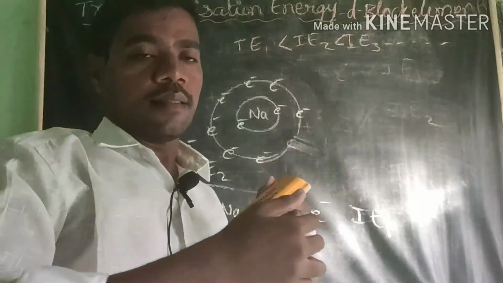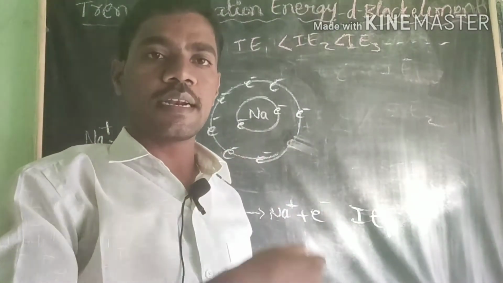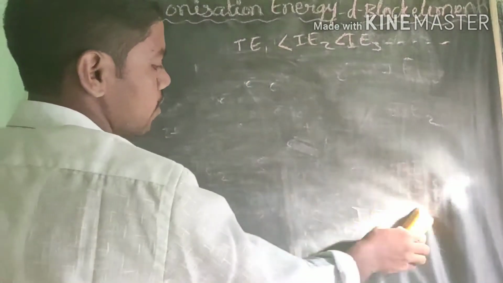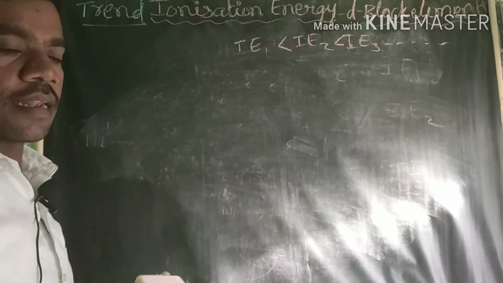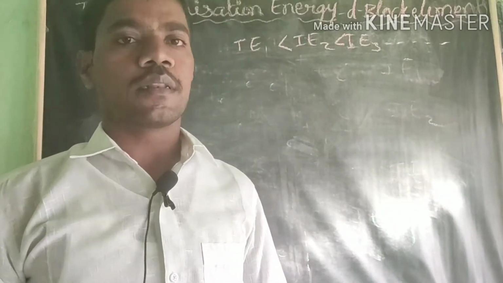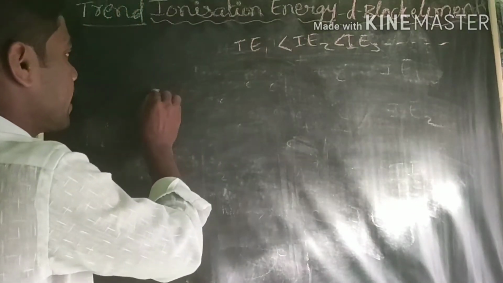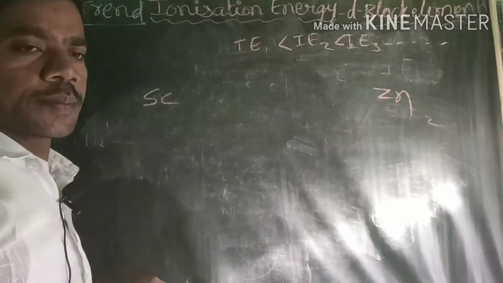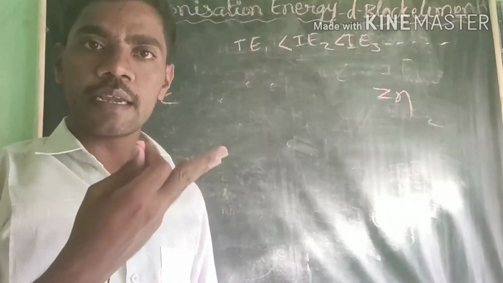Therefore, the first ionization energy is less than the second, and it increases like this: first, second, third ionization energy. Okay, now we are going to the d-block elements. For d-block elements, from scandium to zinc, the ionization energy increases.